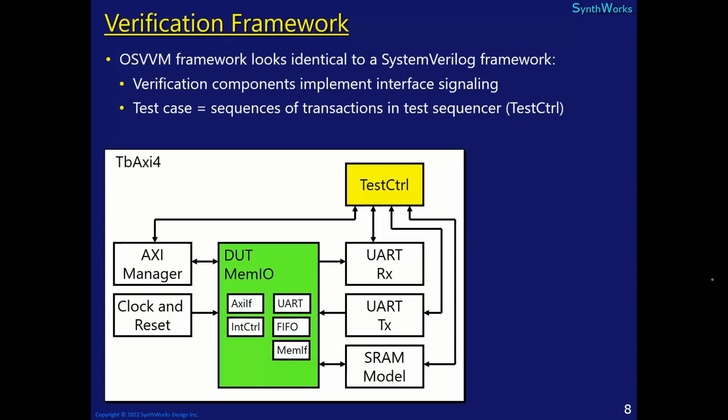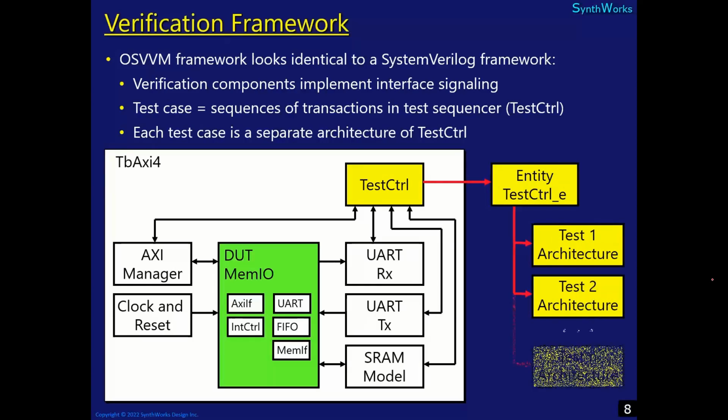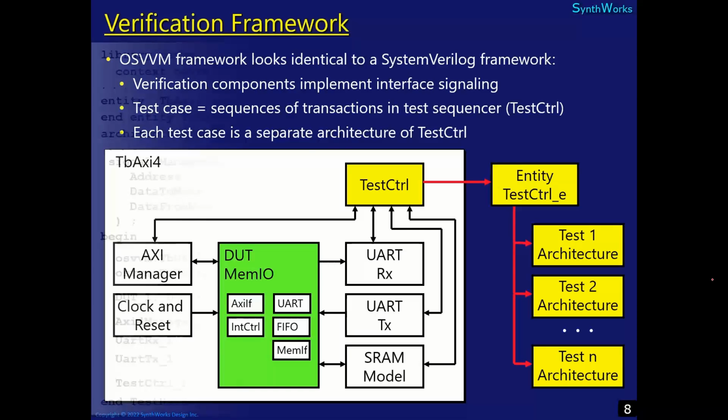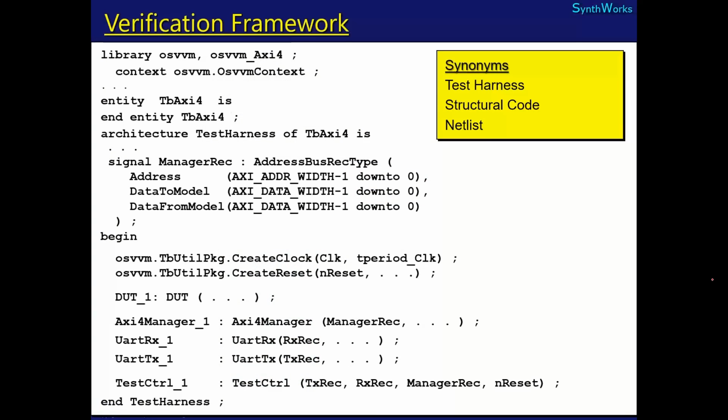This is where we do the sequencing of what's going to happen on our system. So we have a single point of focus for sequencing our test, and each test case is a separate architecture of this. This is the one place in our flow where we separate the entity and architectures. If we look at the verification framework and some synonyms for this, in the verification space we call it a test harness. In RTL code, you called this structural code. If you did gate design in the past, we called this a netlist. Okay, so really, this all plugs together just like RTL.